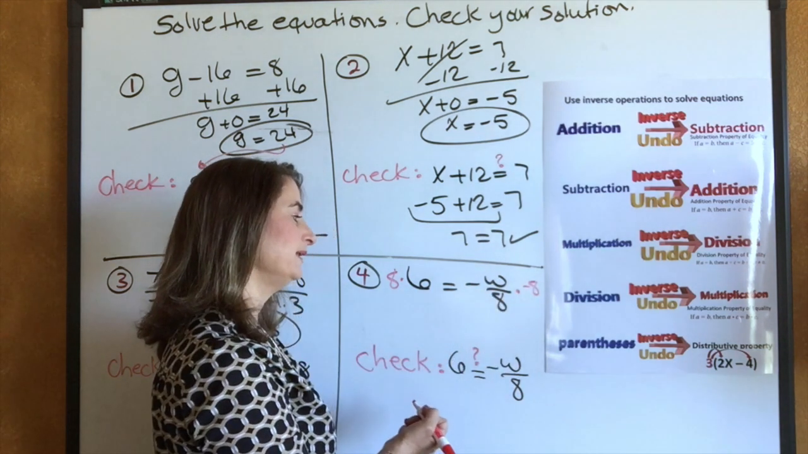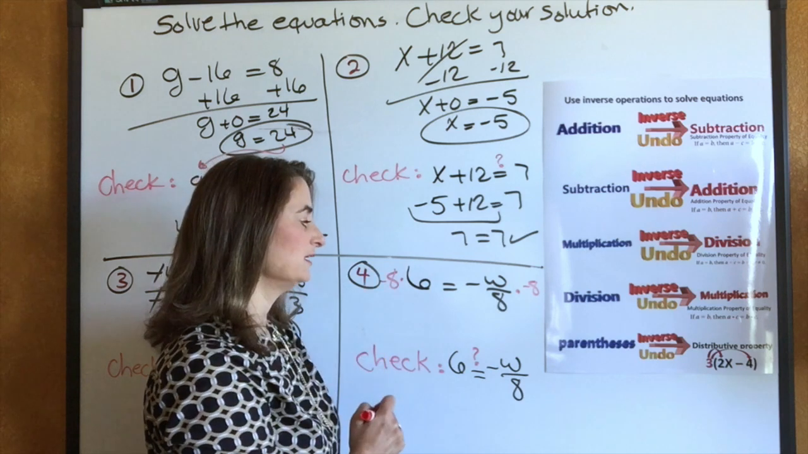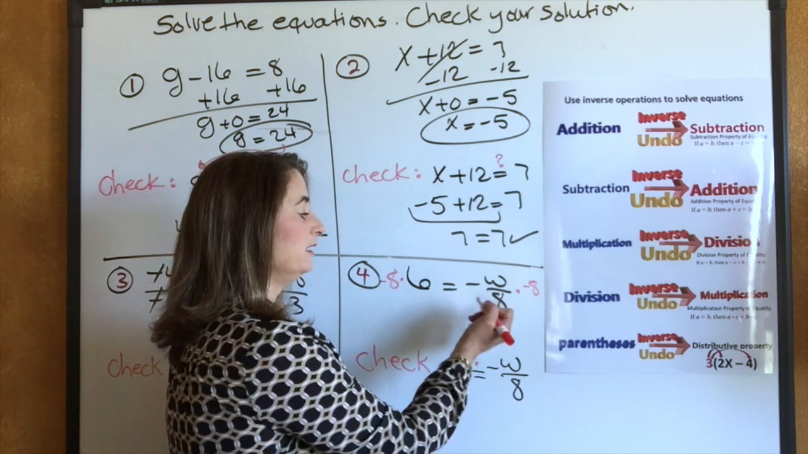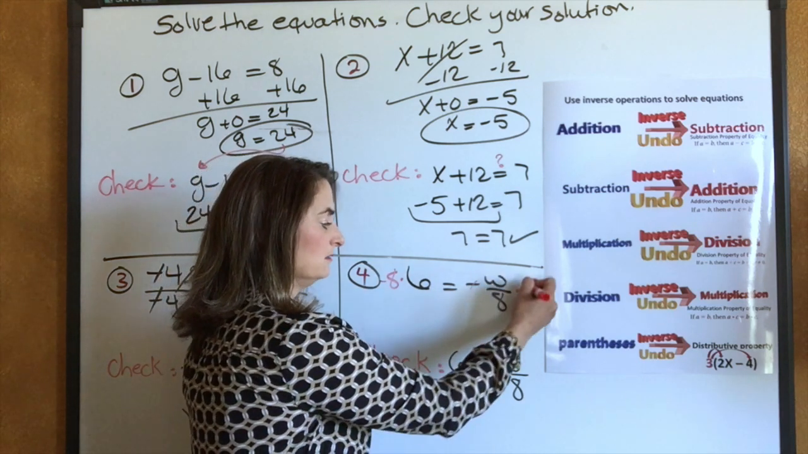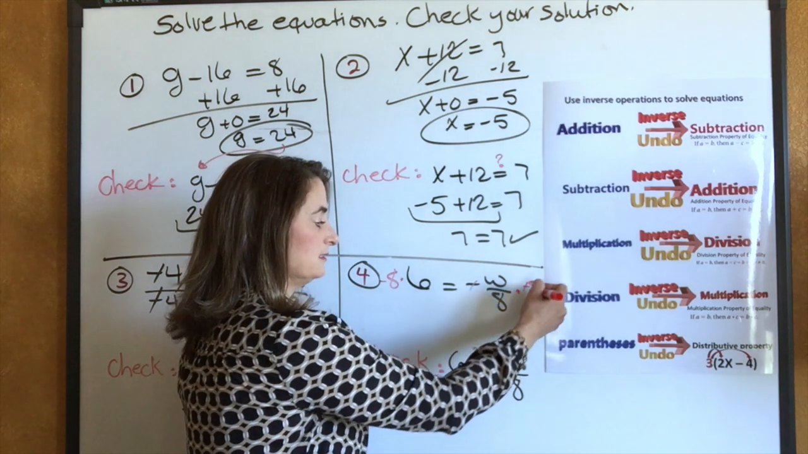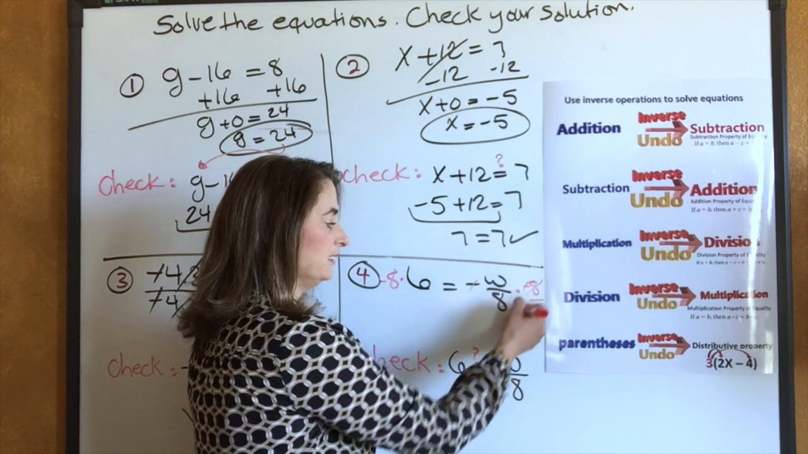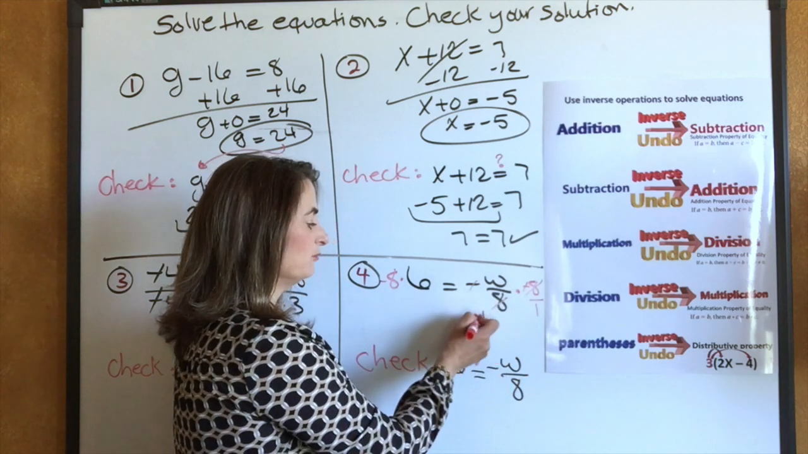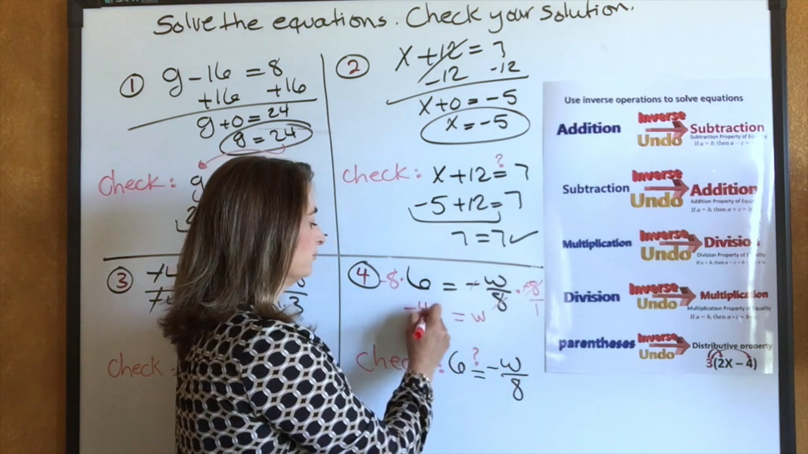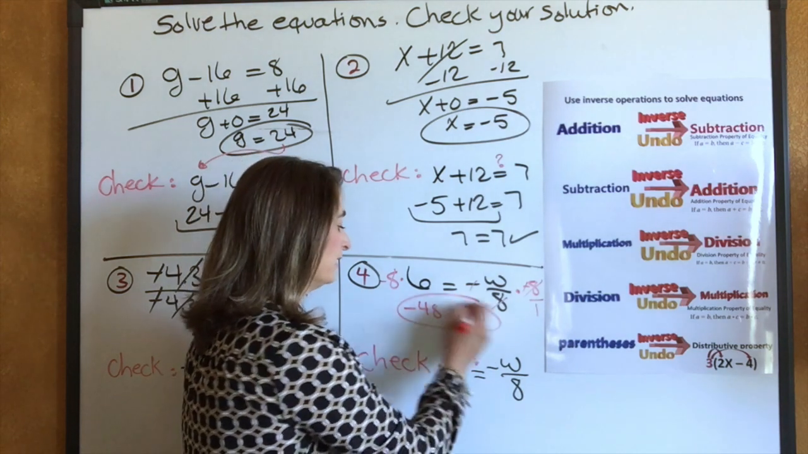So I'm going to multiply by negative 8 on both sides instead of positive 8. And negative times a negative is positive. And 8 divided by 8, make that a fraction to make it the same as the other one, and 8 divided by 8 is 1. You're left with W equals negative 48, and that's your answer.